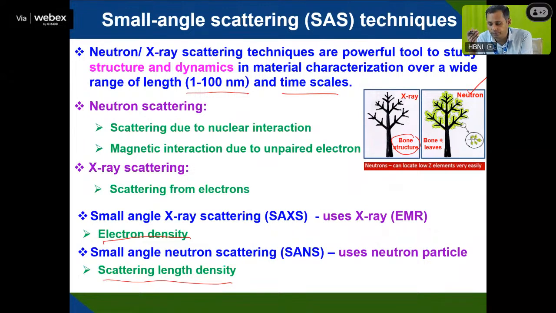So neutrons can locate even low-Z elements very easily, like hydrogen, carbon, deuterium. All those low-Z materials you can get by using the neutron scattering technique. By combining these two techniques, X-ray and neutron, they are complementary techniques. If you do both neutron and X-ray combined on your sample, you will be able to see both: the information on the hard material from X-ray, as well as on the soft material from the neutron. So both can be obtained, and you will get better information based on both techniques.